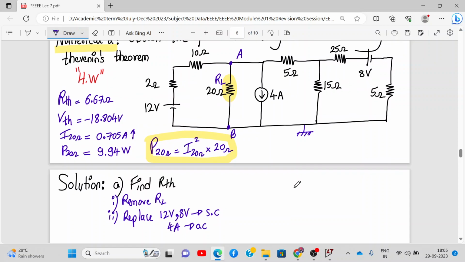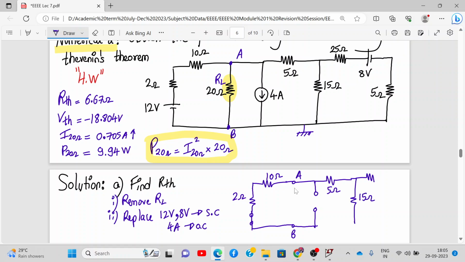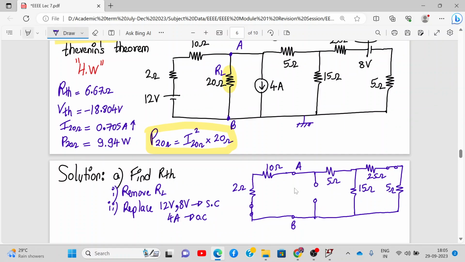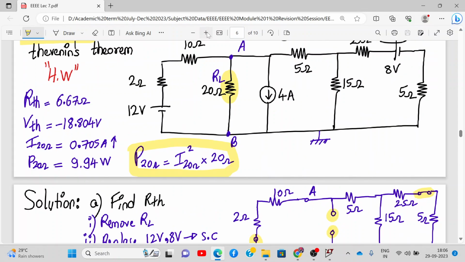Alright, so let me draw the circuit again. Here we have a 2 ohm resistance. I am drawing the circuit keeping the main circuit in front of us. This will be 10 ohms. Then we'll remove the resistance between A and B. Here this is a short circuit because of a voltage source. Here is B. Then this will be an open circuit because there was a current source connected. Then we have a 5 ohm resistance, followed by a 15 ohm resistance, 25 ohm, followed by a short circuit, and finally another 5 ohm resistance. So this is the circuit which we get. We have replaced the 12 volt with a short circuit, 4 ampere with an open circuit, and 8 volt voltage source with a short circuit. Let me save the document and maximize it now to solve it further.